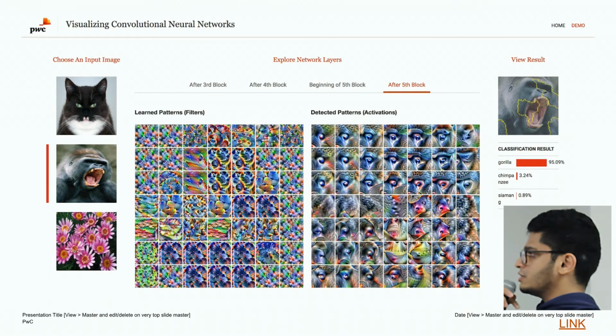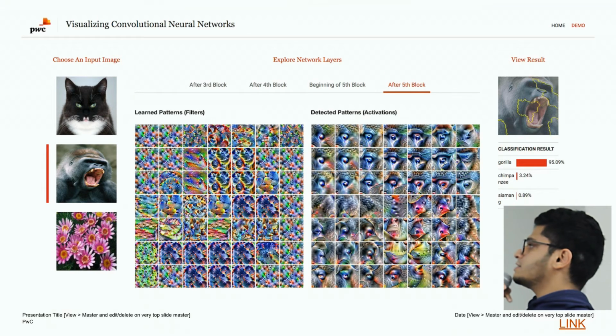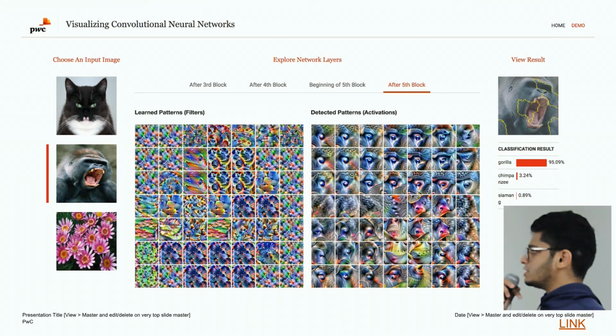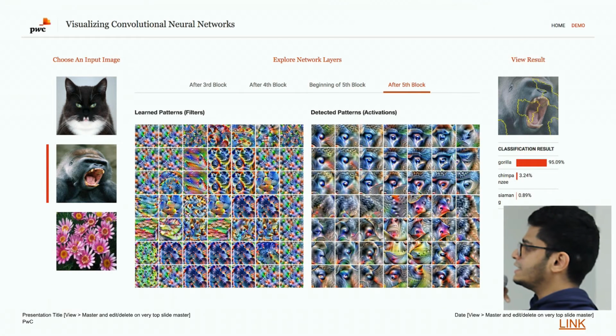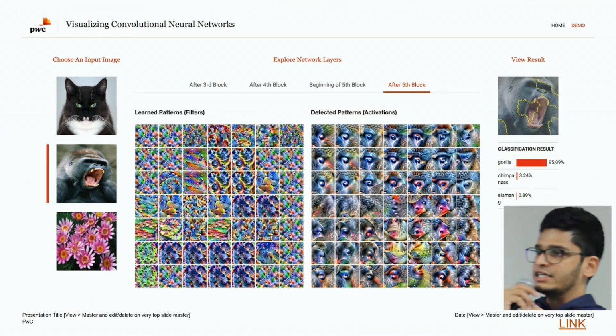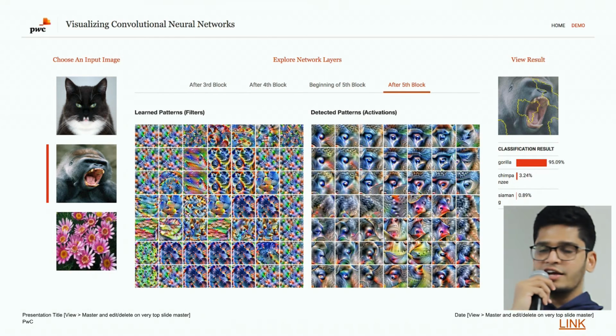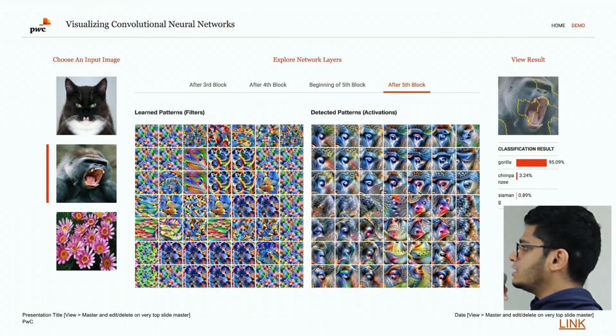So what you see here on the screen is an under-the-hood look into what a neural network is seeing. On the left-hand side, we picked an image of a gorilla, and on the right-hand side, you can see that the classification result is that of a gorilla. In the center, I don't want to get into the nitty-gritty of this because we're a short stack for that, but we're essentially trying to see what the network is seeing.